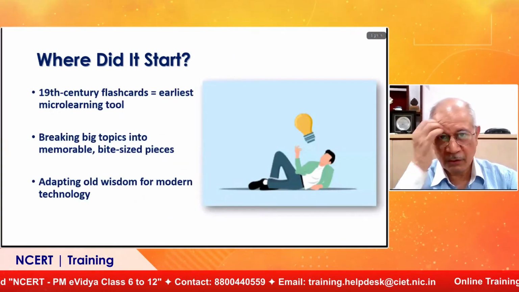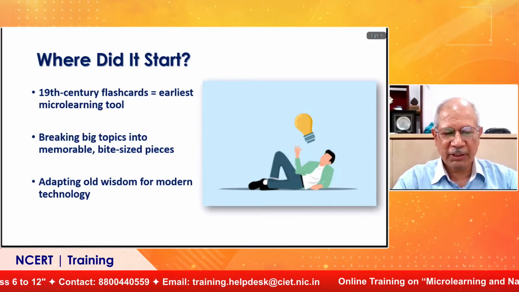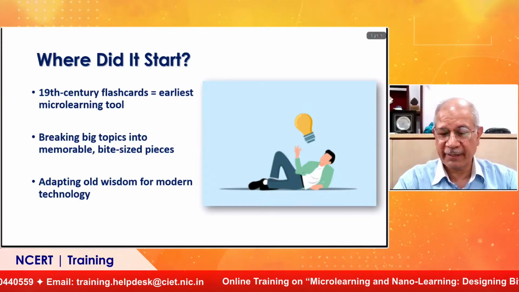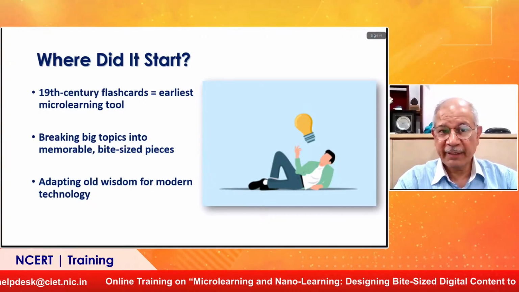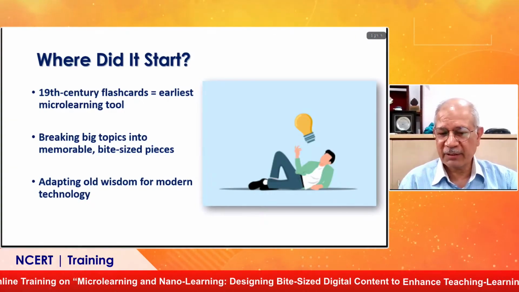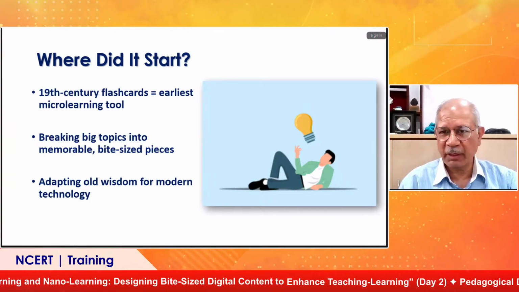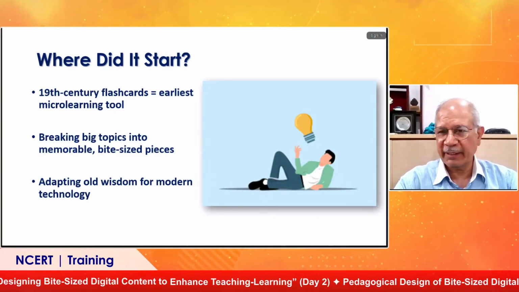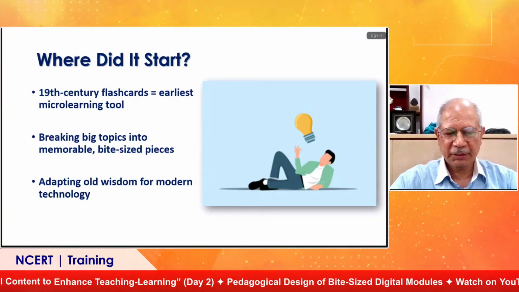A little bit of the historical evolution on this. Did you know that flashcards are considered one of the earliest micro-learning tools? In the 19th century, teachers used them to teach alphabets, vocabulary, and math facts, one concept at a time, breaking big topics into memorable bite-sized pieces. So in many ways, we are not reinventing learning. We are adapting old wisdom for modern technology.